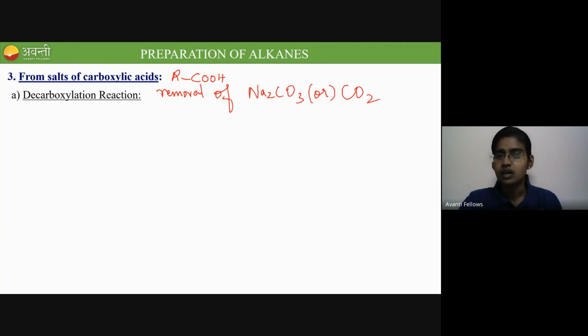Now, if I replace this hydrogen by sodium or potassium, I will get RCOO minus Na plus. Now this is called the salt. Salt means usually plus and minus should be there, right? We call NaCl, sodium chloride, a salt because it contains positive and negative ions. So if a compound contains positive and negative ions, then it is called a salt. This compound is the sodium salt of carboxylic acid.